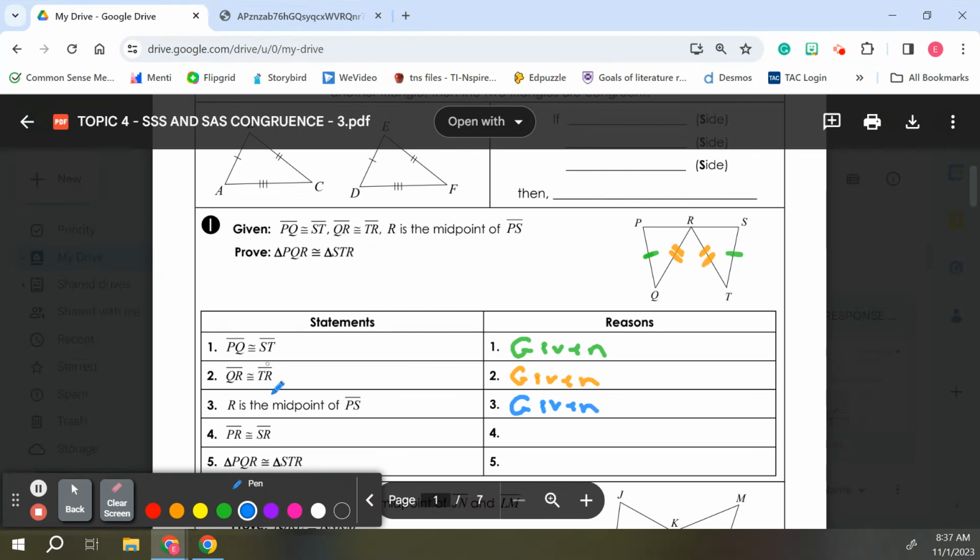Okay, now they're saying PR is congruent to SR. So here's PR. Here's SR. Those end up being congruent. Why? R is a midpoint. So this is by definition of a midpoint. And therefore we have a side, side, side. So how are these two triangles congruent? SSS. It's the SSS triangle.